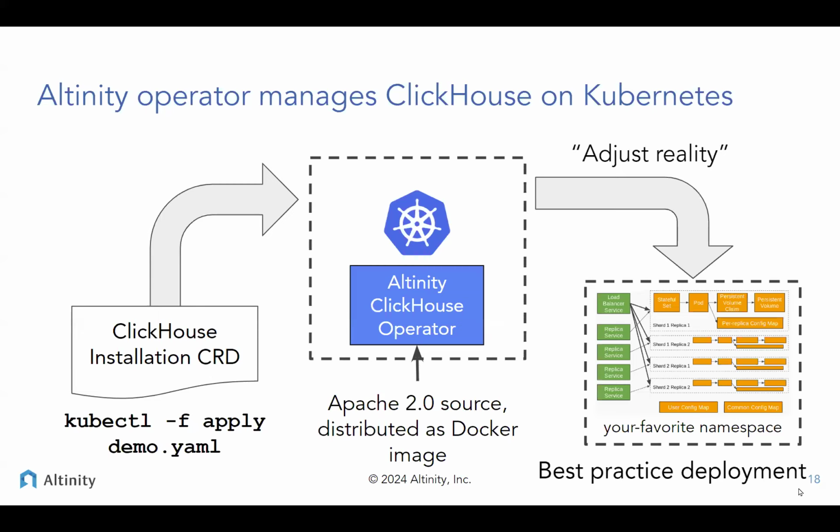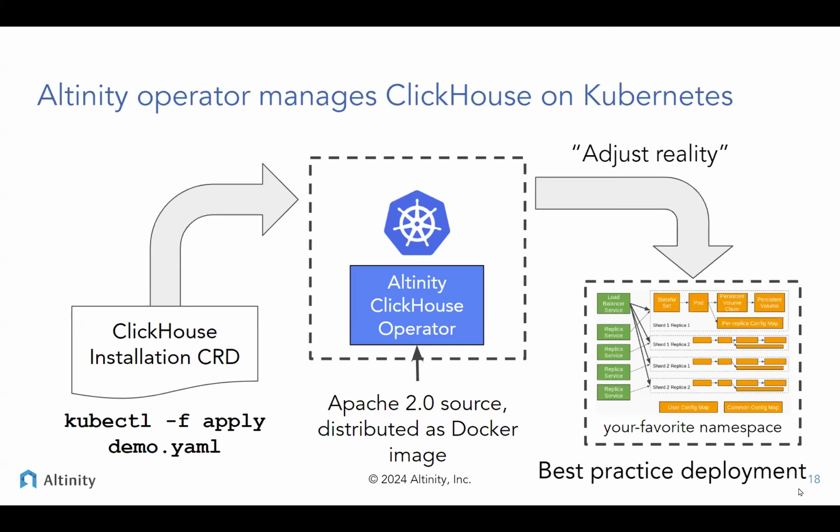In order to make it easier, Kubernetes provides a very convenient extension, which is called custom resource definition. And for those custom resource definitions, developers may develop operators that understand them and implement special logic in order to process them. In the case of ClickHouse, this is what we do with the Altinity operator for ClickHouse.